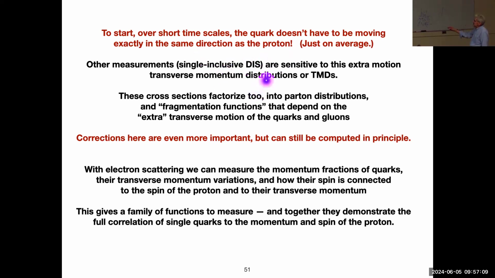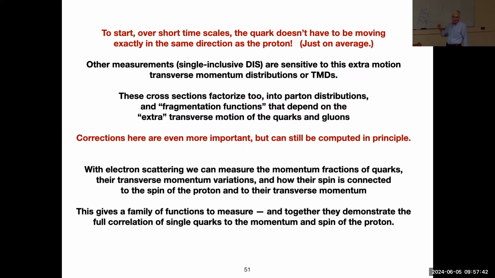So on average, okay. Other measurements, say single inclusive deep inelastic scattering, are sensitive to this extra motion and transverse momentum distributions, or TMDs. So these cross sections factorize too into parton distributions and fragmentation functions that depend on extra transverse motion of the quarks and gluons. So it's the same principle as before, Ω short distance, circle times long distance, but the circle times is now a little bit more complicated.